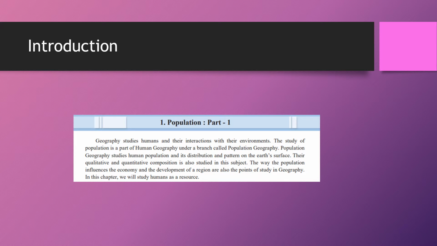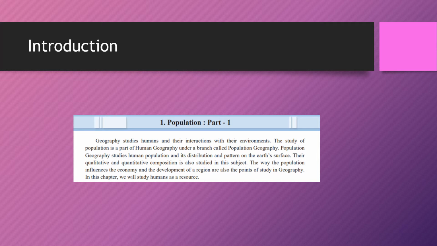Geography studies humans and their interaction with their environment. So, geography studies humans' interaction and how they cope with the environment. So, the study of population is a part of human geography, which is also called population geography. So, population geography studies human population and how they are distributed in patterns on the Earth's surface.